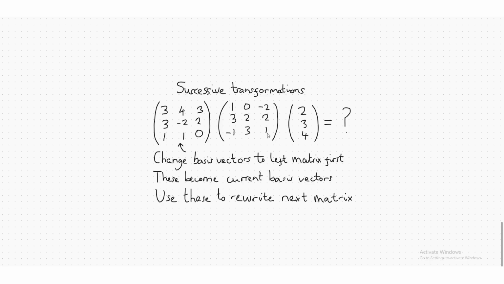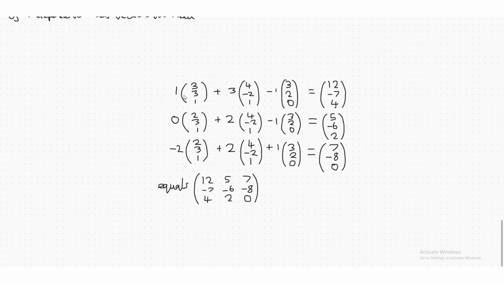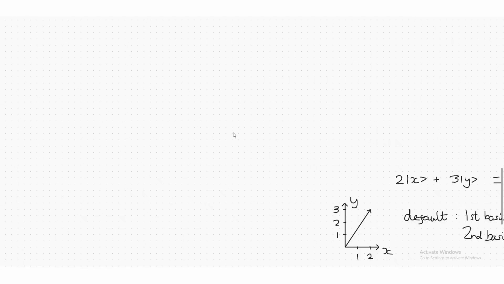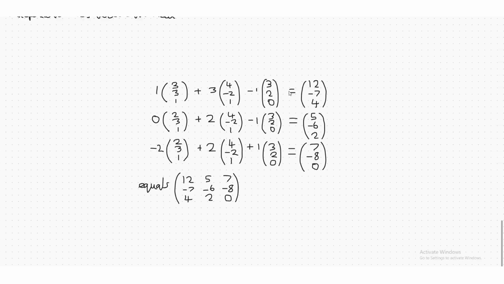And we can do that to each column. And I've written out the calculation for you. So we might have to do a bit of back and forth to check. But if we see this is 1, 3, minus 1. Oh, sorry. This has 1 amount of the first new basis vector, 3 amounts of the second, minus 1 of the third.